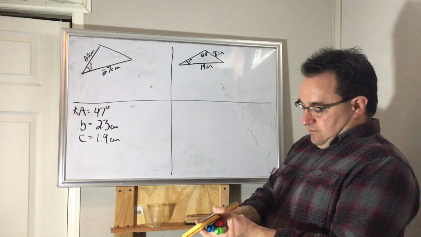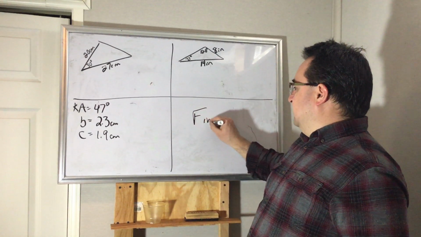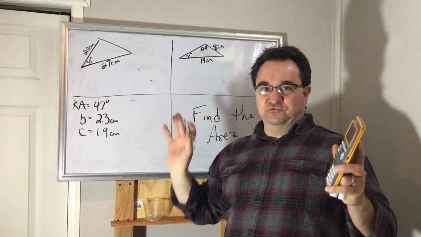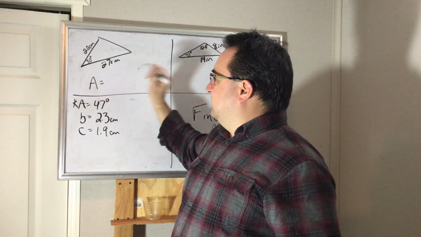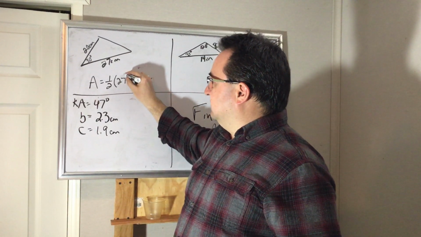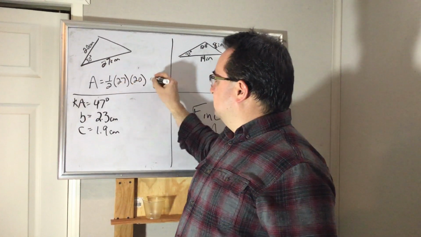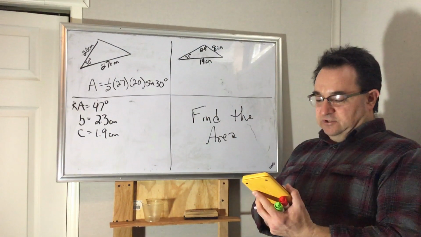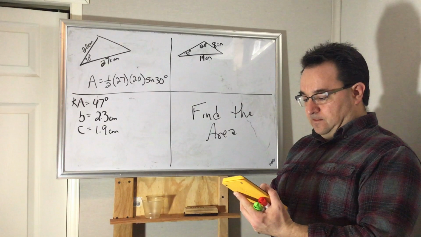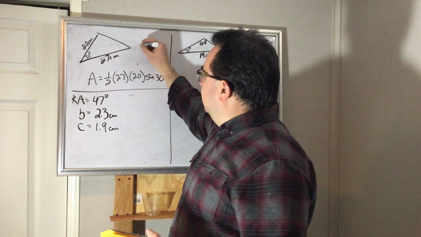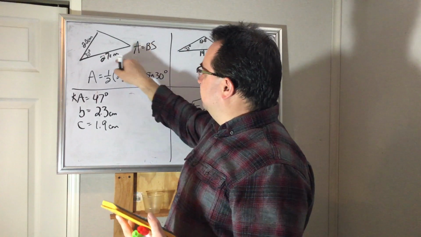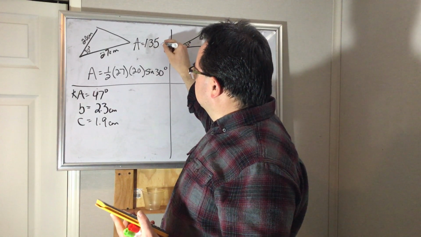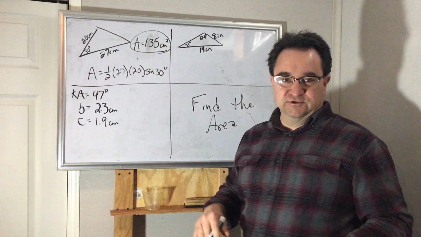Now the directions for all of these is find the area. And this first one is flat out given to you, good to go. The area is 1/2 times the product of any two sides times the sine of the angle in between. It's as simple as that. So all I got to do is punch the buttons, and I will do that right now. And I'm getting that the area here is 135, and in this case, that looks like centimeters. 135 centimeters squared. And that's all there is to it.